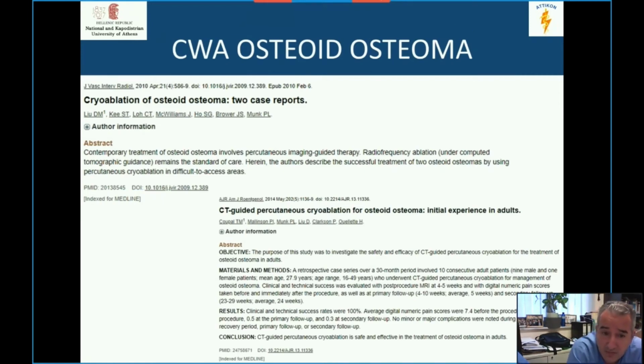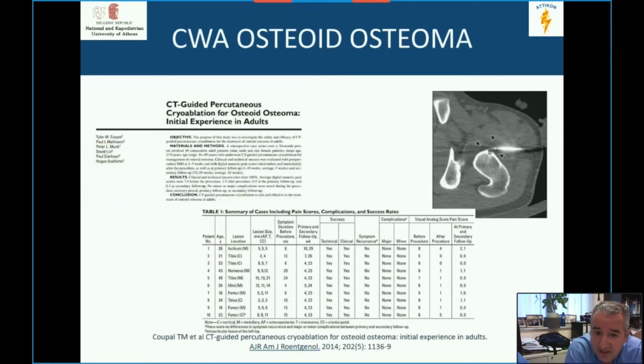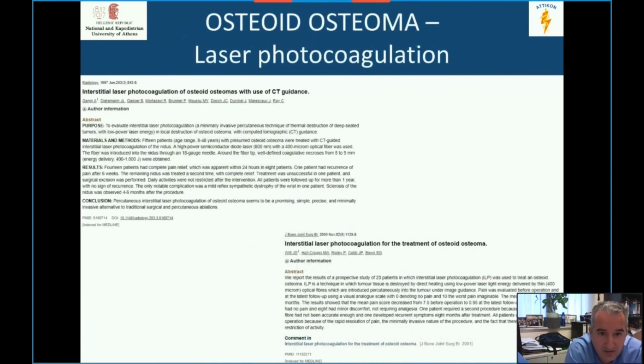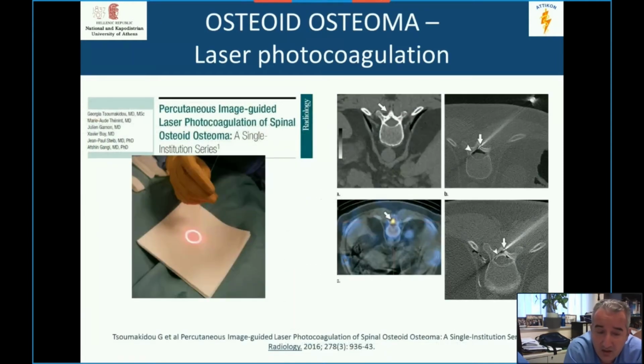Apart from radiofrequency and microwave, in the literature you can find cases of cryoablation. One advantage of this technique, according to the literature evidence, is that you don't have to puncture the nidus itself. You can place the cryoablation probe right next to the nidus, and the ice ball will extend inside the osseous part, including the nidus.